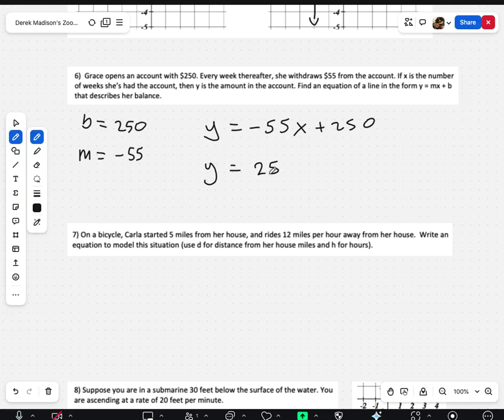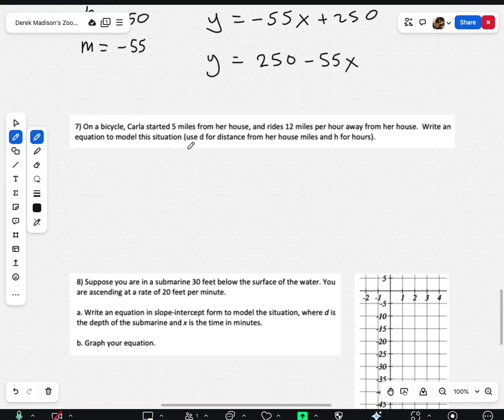You can also think of it this way. She's starting with $250, and then for each week that passes, it's going to decrease by $55. So I think in terms of the words, it makes more sense this way, but that's kind of more of our standard mx + b form.